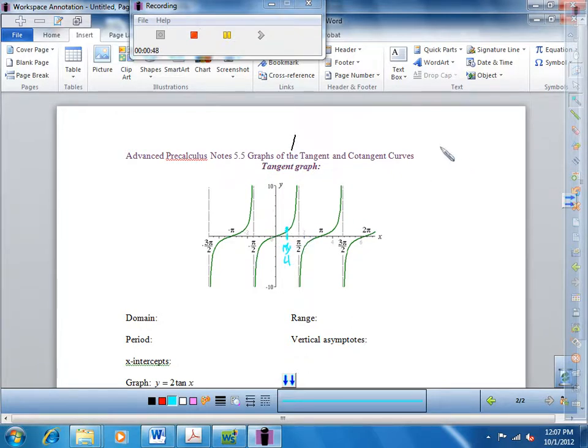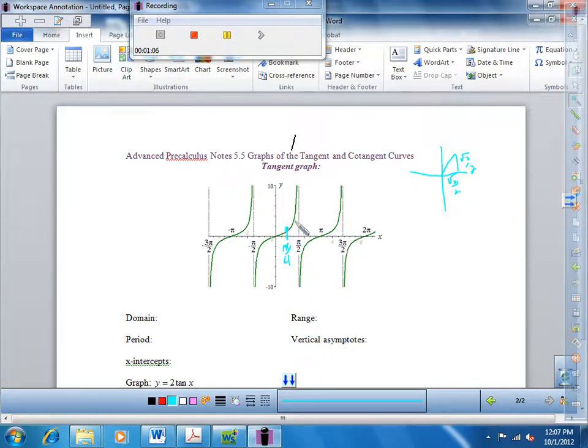So this point is root 2 over 2, right? If I had the unit circle over here, it's over root 2 over 2 and up root 2 over 2, right? And so root 2 over 2 over root 2 over 2 is 1. And that's why we get this, okay?